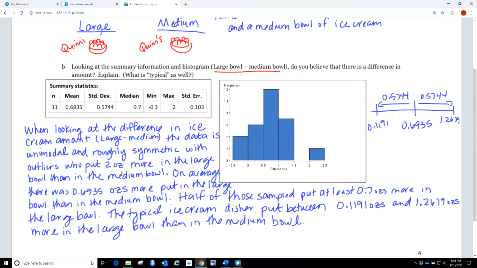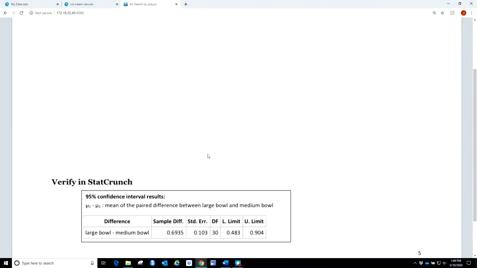So it seems that people are putting more in the large bowl than in the medium bowl. That was not true for everybody because we did have some negative differences here as well. So this again has really just been to understand what the differences are. Now we'll actually do the confidence interval.